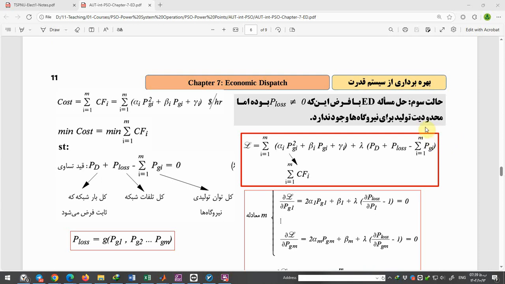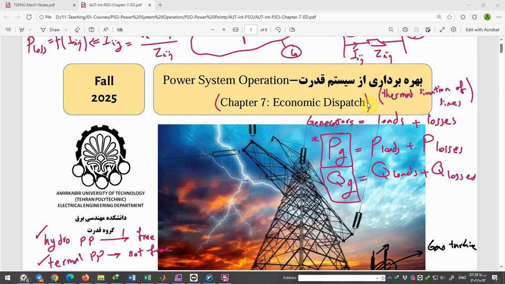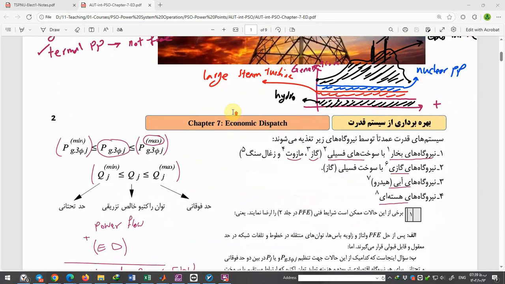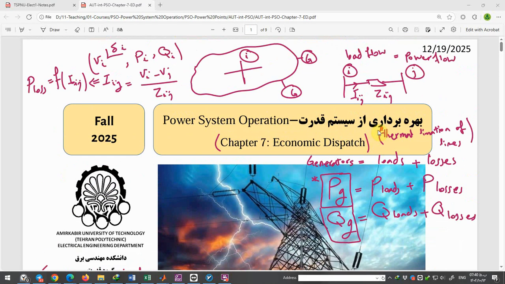Hello everyone, we continue to chapter 5, economic dispatch of generators. As you remember about the discussion we held before, we said that about the load based generation, about hydro generation, large steam turbine, and for fast incoming and outgoing generator we use gas turbine.